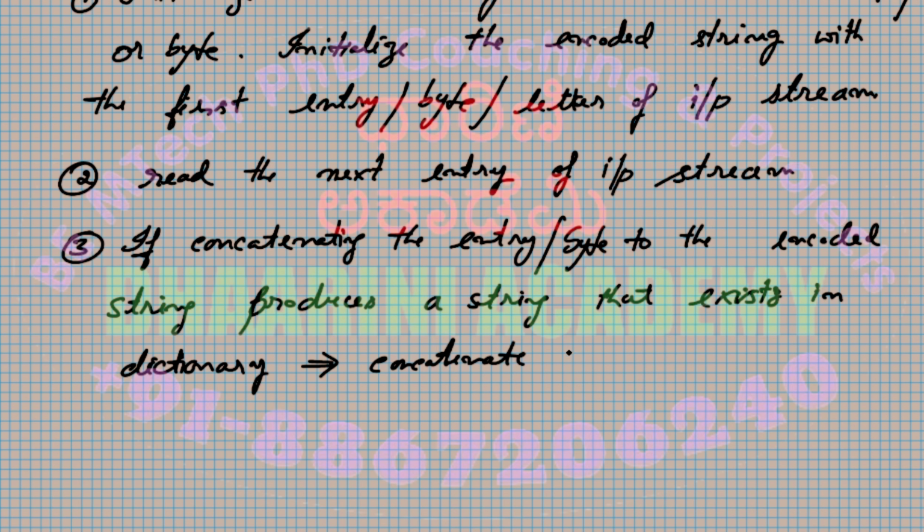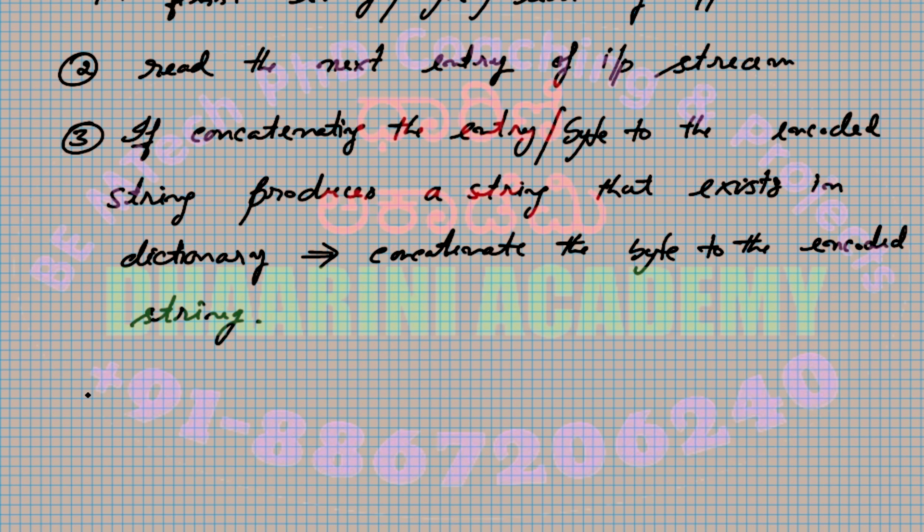Concatenate the byte to the string. In the sense, I'll make it more clear. String refers to the encoded part. So let me make it clear by writing encoded string. So that's step number 3.